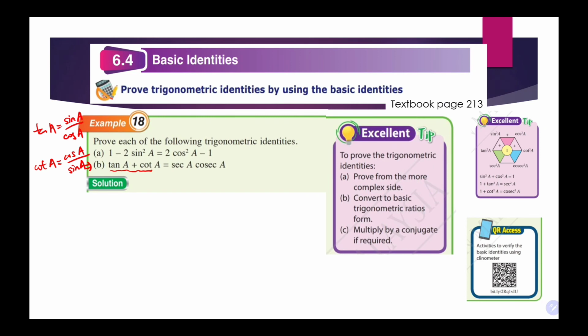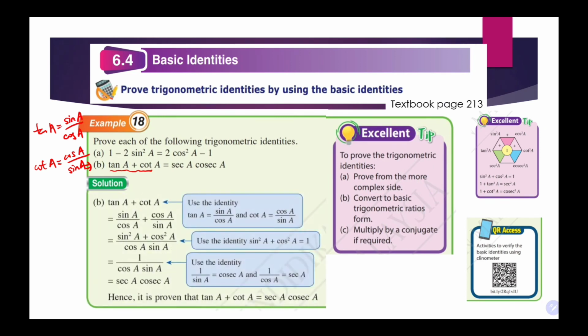Right? So now you will see we have two fractions added together. The denominator is different. So to make the denominator the same, we have to multiply. For the first fraction, sine A over cosine A, I need to multiply by sine A, up and down of the fraction. And then for the second fraction, cosine A over sine A, to make the denominator the same, I need the factor of cosine A. So I multiply by cosine A, up and down.